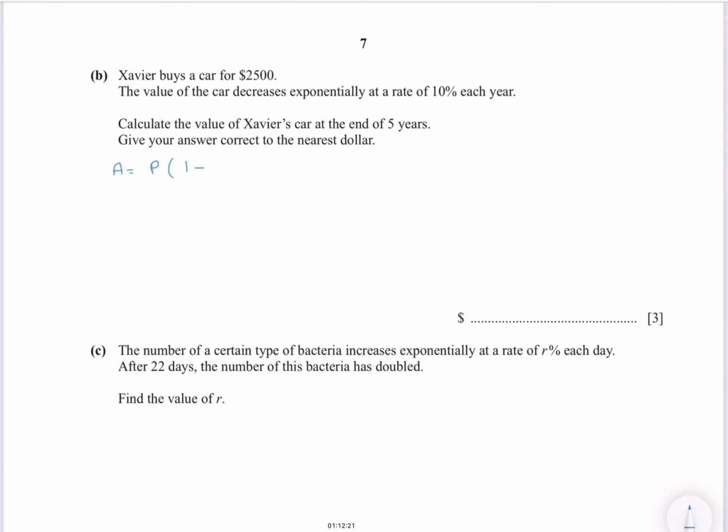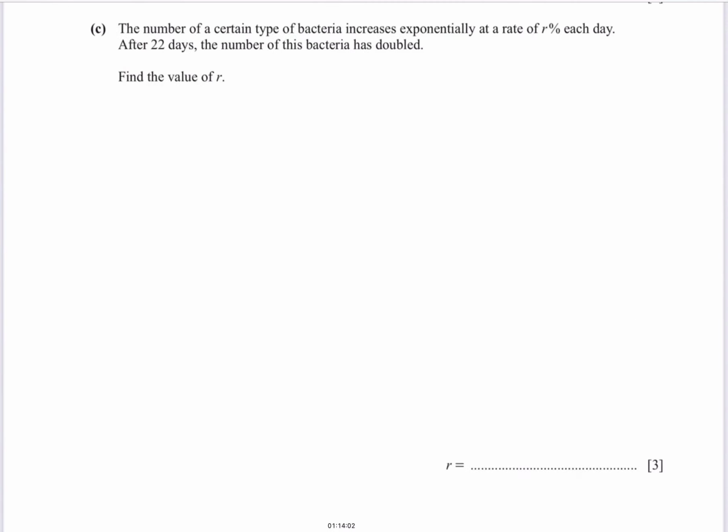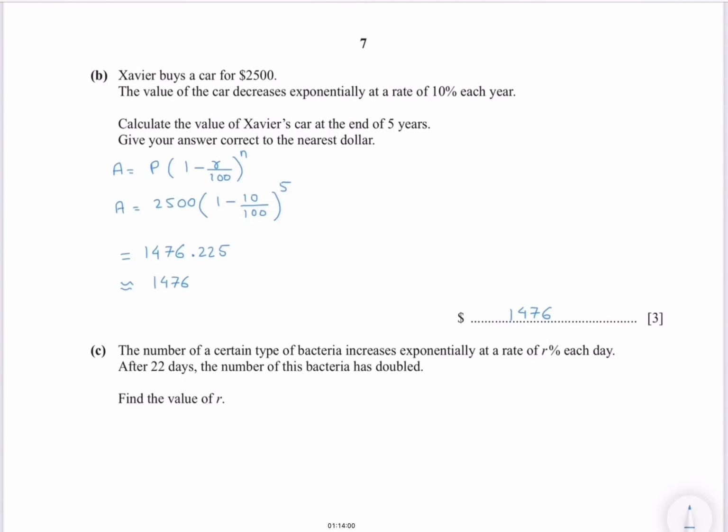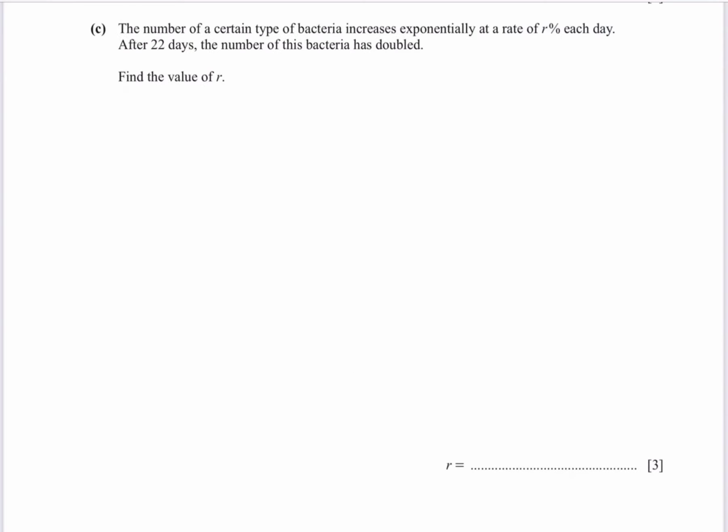So let's do it. A is equal to P(1 minus R over 100). Normally we use 1 plus R over 100 to the power n. So A is 2500 times (1 minus 10 over 100) to the power 5. So this is 1476.225, which is $1476.